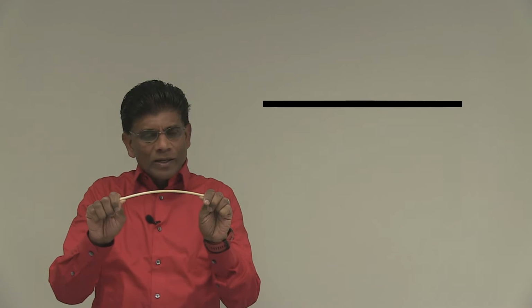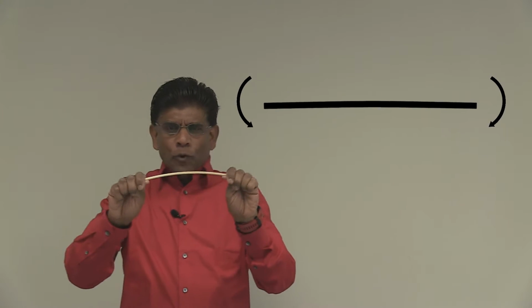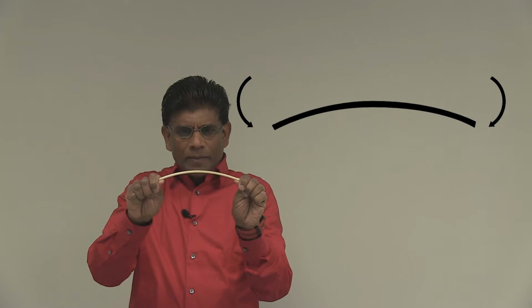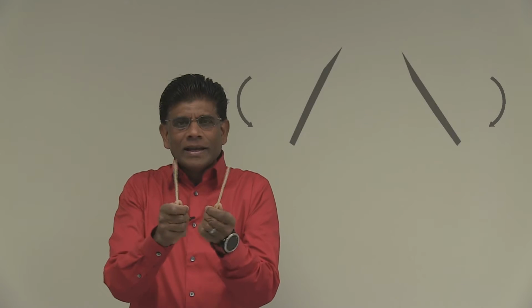And let's take a look at the free body diagram of this dowel when it is bending. If I apply a force large enough, the bending becomes excessive and the dowel breaks. This is a simple demonstration that shows the effect of bending.